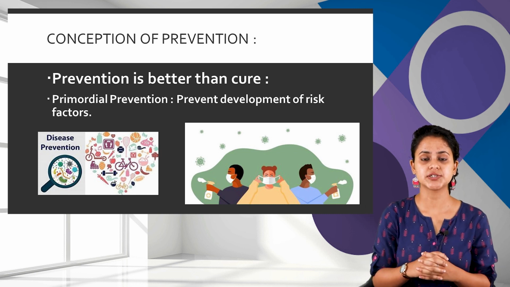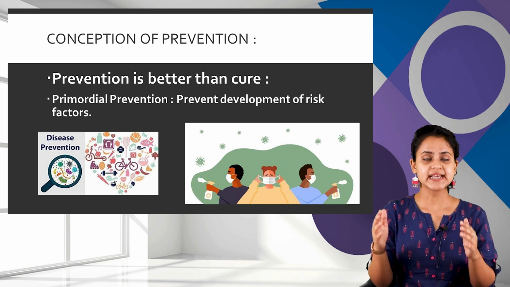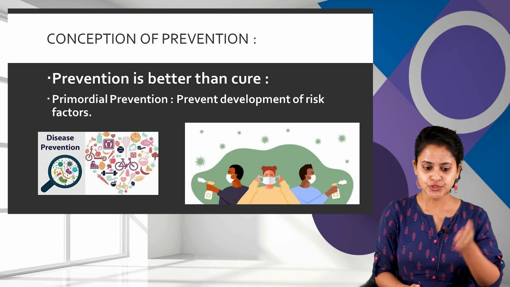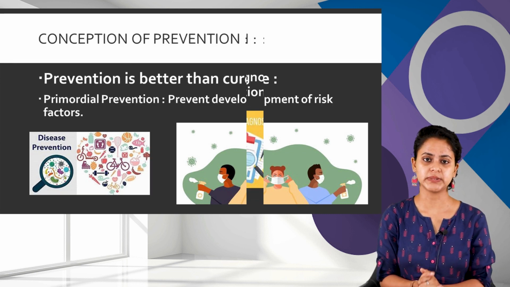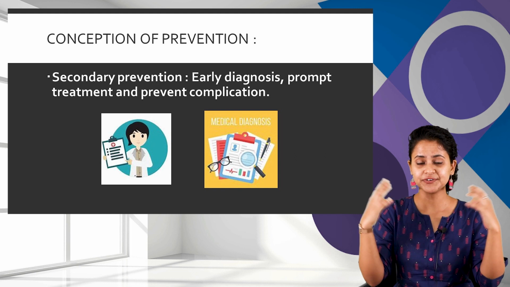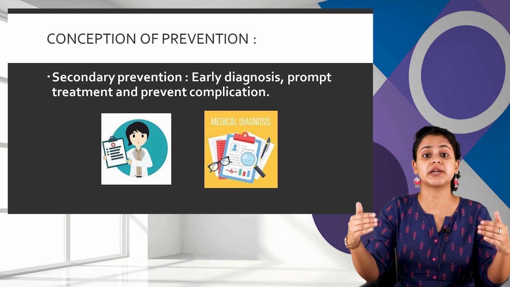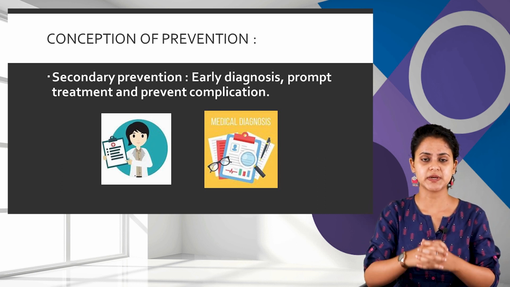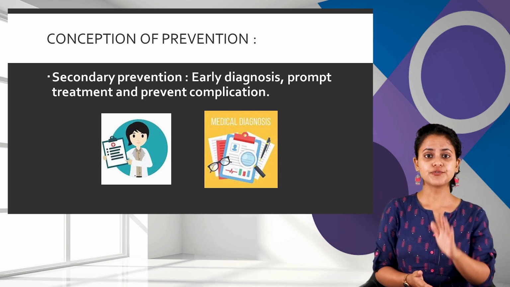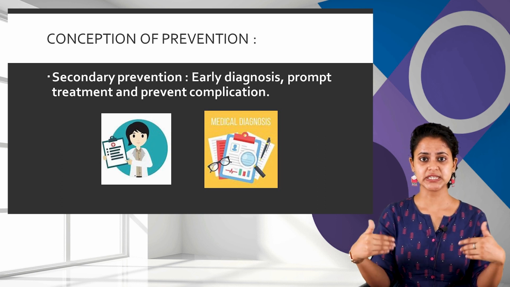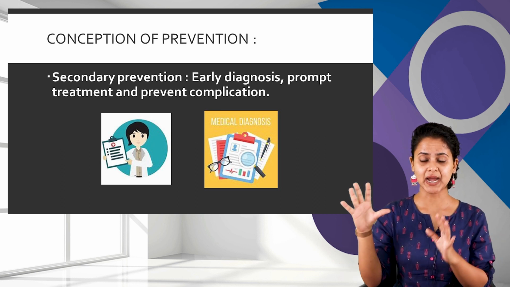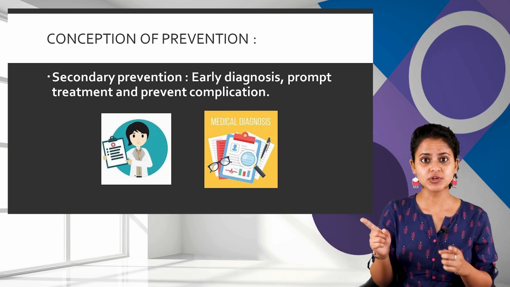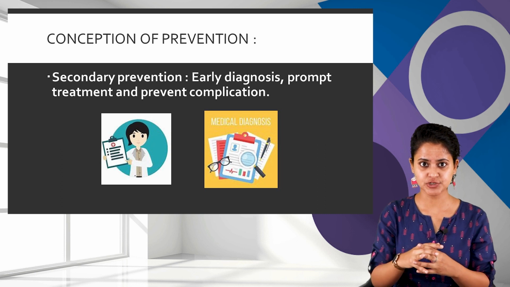The next level of prevention is known as secondary prevention. The elements of secondary prevention include early diagnosis, prompt treatment, and prevention of complications. As I've mentioned, if a client has already developed a particular disease condition, early diagnosis and prompt treatment play a very important role. For example, if a client is present with hypertension, she or he might have already developed hypertension. Now, the focus should be on diagnosing the condition of hypertension.